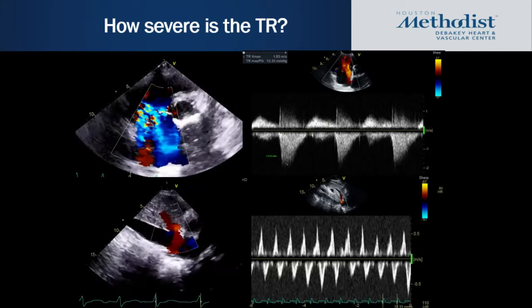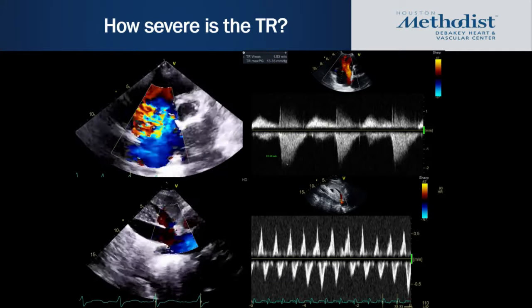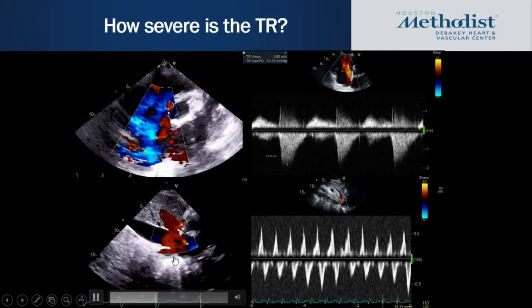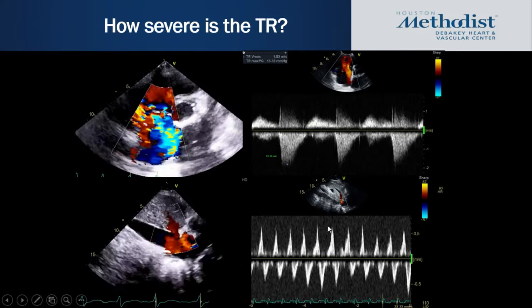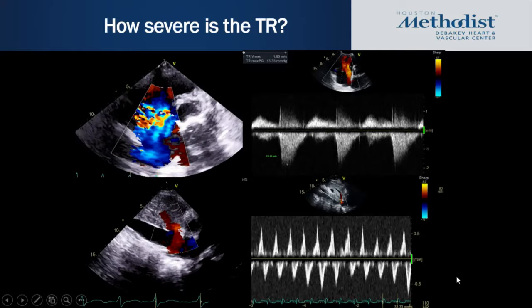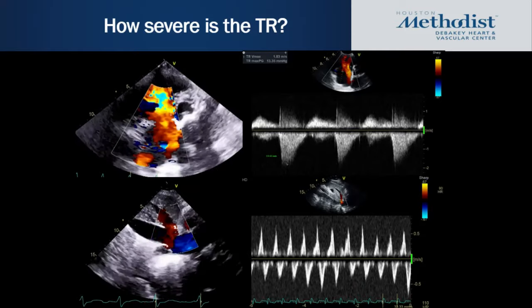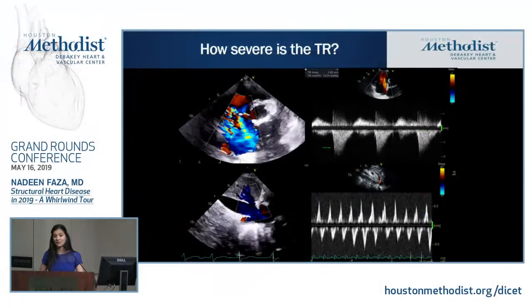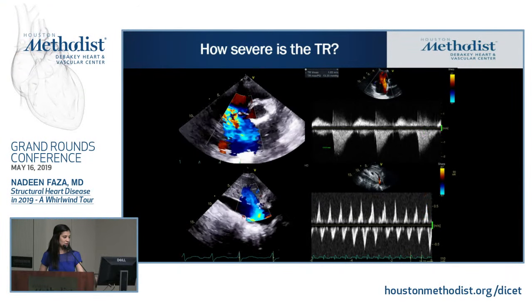You have the jet filling the right atrium, you have early equalization of pressures, V-wave cutoff sign by Doppler, IVC is dilated, and you have systolic flow reversal in the hepatic veins. So she had significant TR, and she was very symptomatic. At the same time, she was a very high-risk surgical patient.